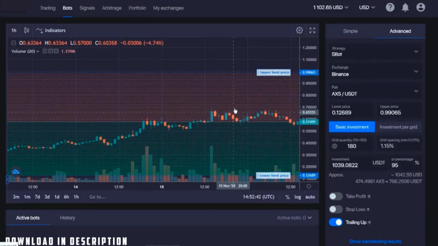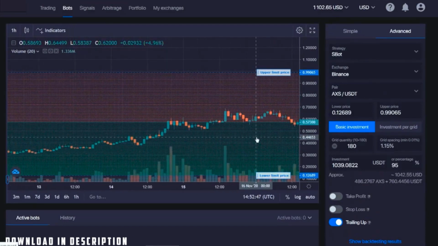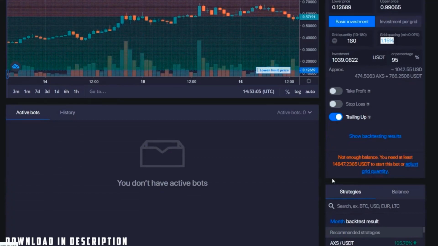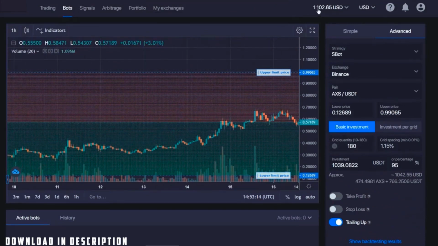There would have been a phenomenal amount of trades taking place within all of this trading range, up and down, and it's basically brought in that amount. Now, if you see the difference here, this is almost a ridiculous trading range. You've got 180 grids, basically just over 1% away from each other, starting at this price here, 12 cents, all the way up to almost $1. That's a massive trading range, and as a result, it wants me to have almost 15,000 USDT available to trade that range. That's not going to be feasible for me with this little amount.